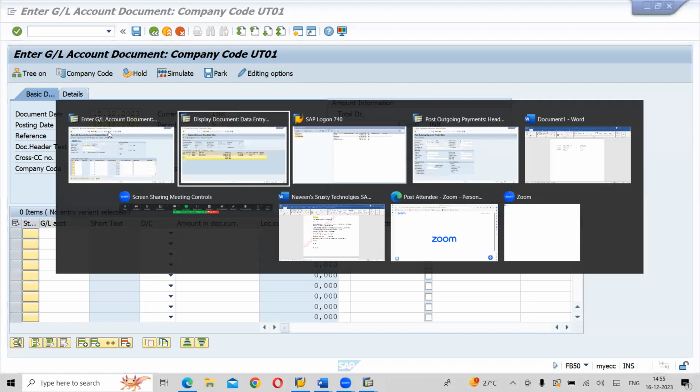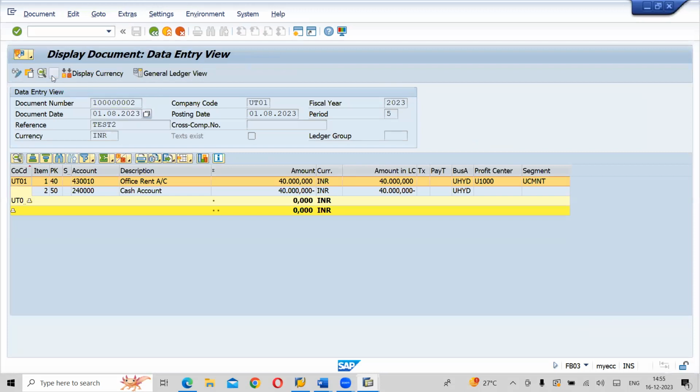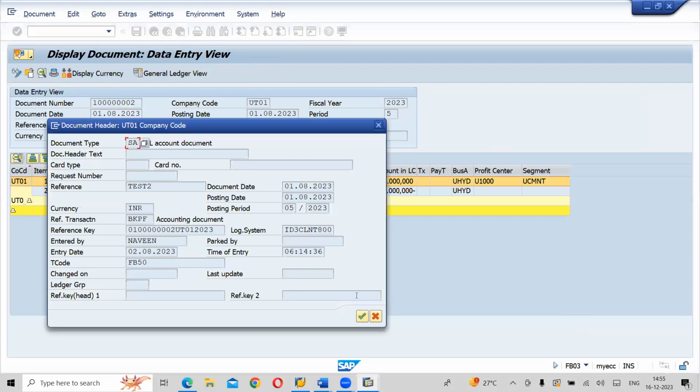But there is a concept called entry date. You can see here. See here, the document date is 1-8-2023. And what is the posting date? It is showing 1st August. But actually this entry was not posted on 1st August. It was posted on which date? 2nd August.